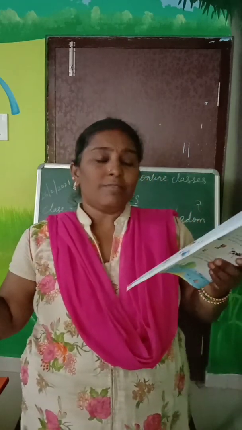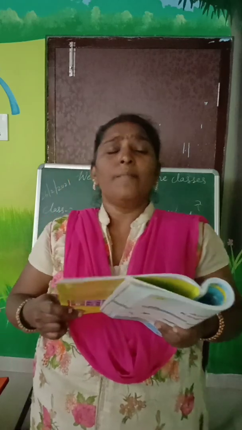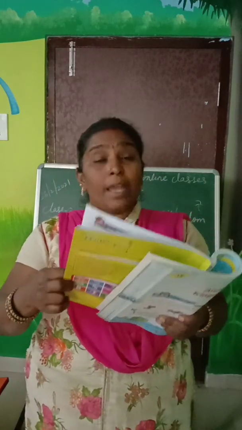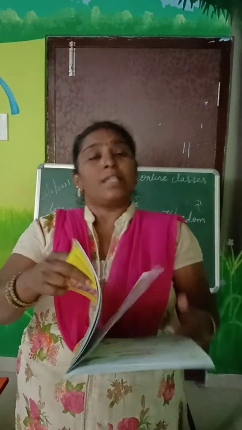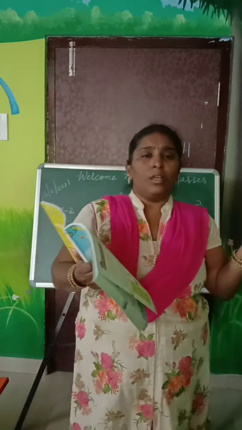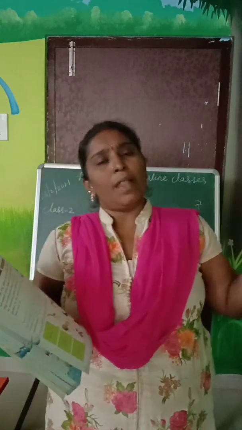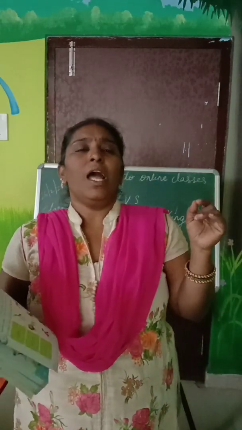And some animals will eat the flesh of other animals. They will kill the other animals and they will eat the flesh of the other animals. So they are called carnivorous animals. And some more animals are there which will eat both the grass and plants, and the flesh of the other animals.